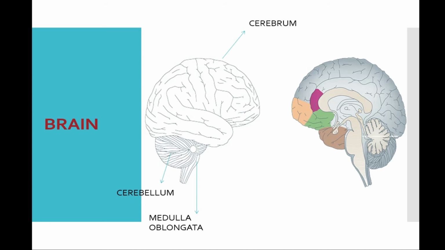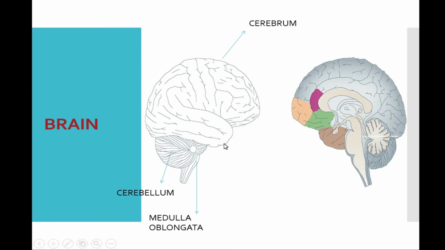Then comes the next part, as you can see, the cerebellum. It is a small egg-shaped lobe-like structure at the base of the cerebrum. You can see it's in the base part of the cerebrum, the cerebellum.